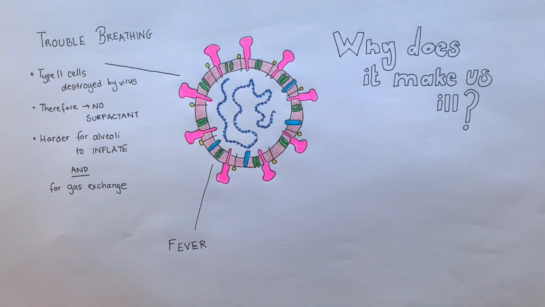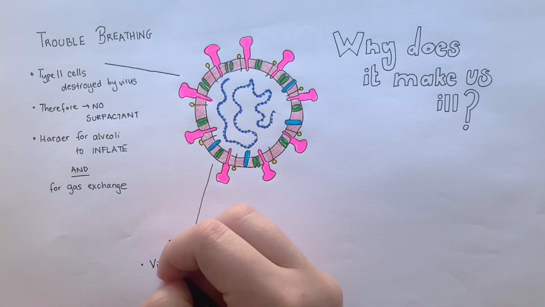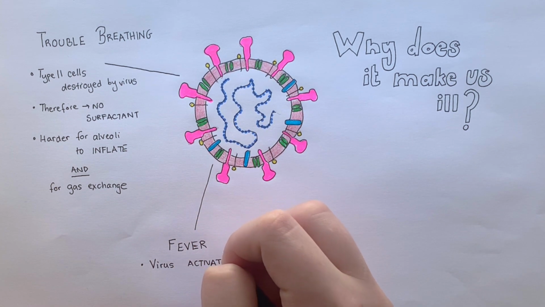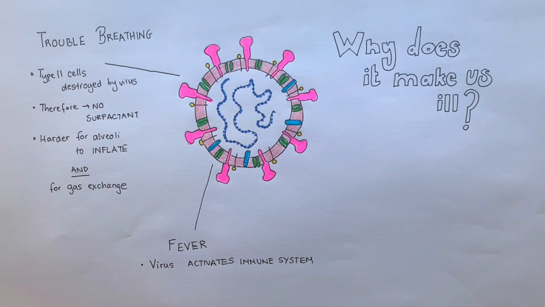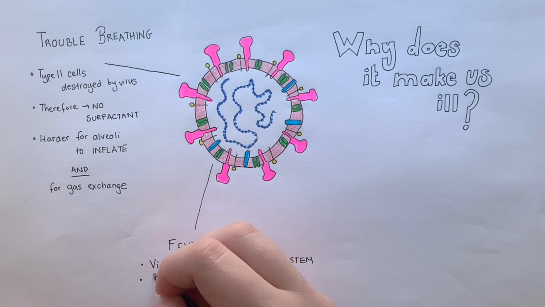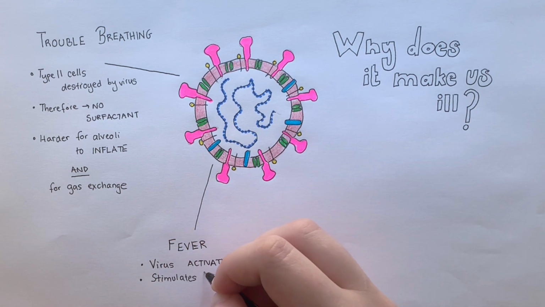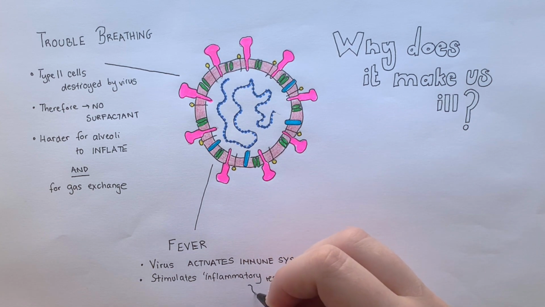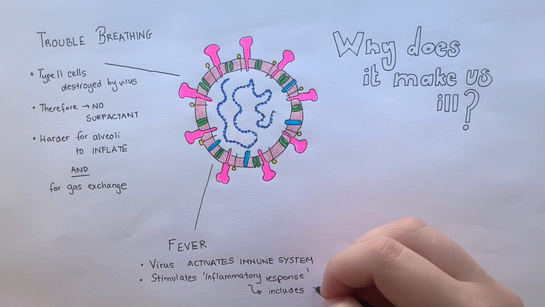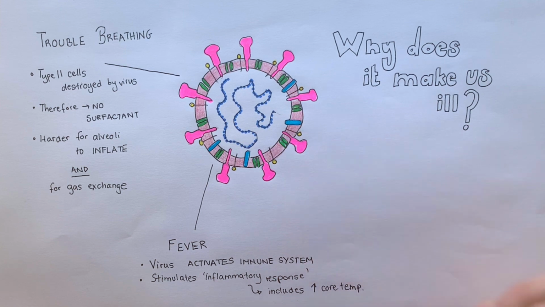So I'm not going to go into very much detail at all about this. Please let me know if you would like to know more about this. It's a very complex system, so I would need to create another video on it if that's what interests you guys. So the virus activates the immune system and stimulates something called an inflammatory response, and that releases small chemicals called cytokines, and that increases the core temperature of the body. So that's why your core temperature increases. It's as a response to an infection.